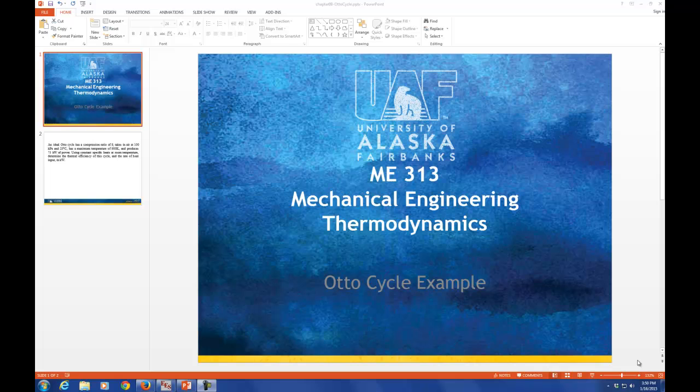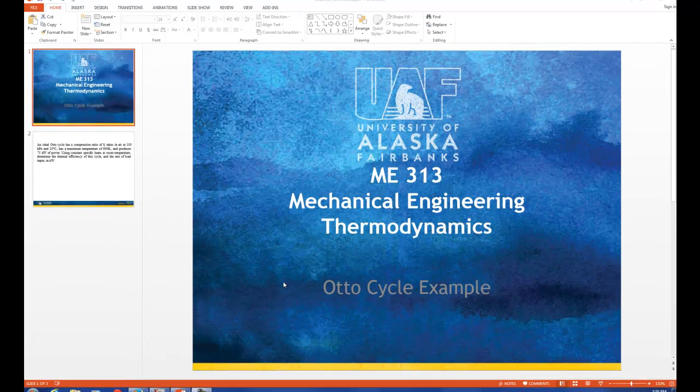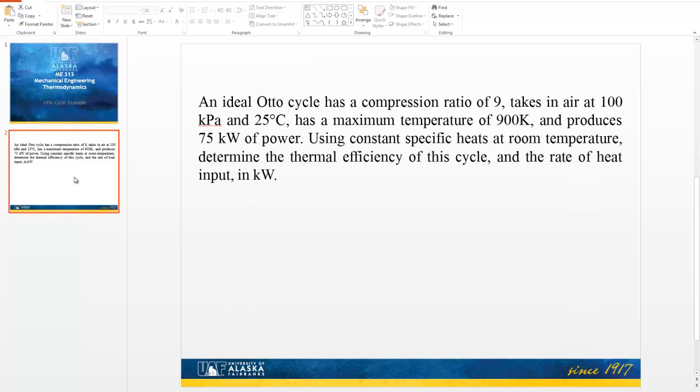Hello, this is an example video for ME313, Mechanical Engineering Thermodynamics, and what we're going to look at today is an Otto cycle example. So here's the example we'll look at. We have an ideal Otto cycle. It has a compression ratio of 9.